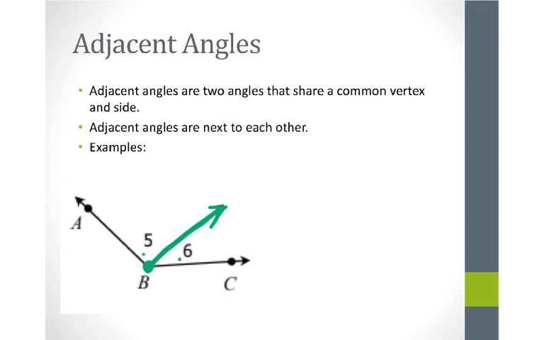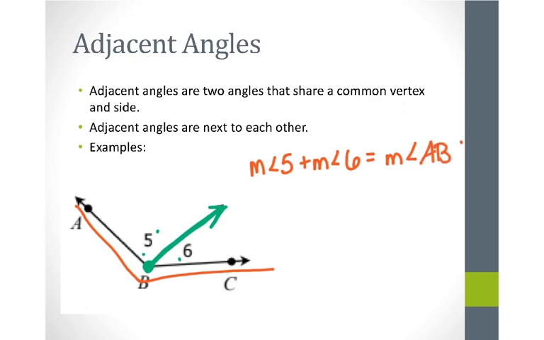Now, with adjacent angles, they're not congruent to one another. What you need to know is that the measure of angle 5 and angle 6 have to add up to equal the full angle. So the measure of angle 5 plus the measure of angle 6 has to equal the measure of angle ABC. They don't have to be any specific angle measures. They just have to add up to equal the full angle.